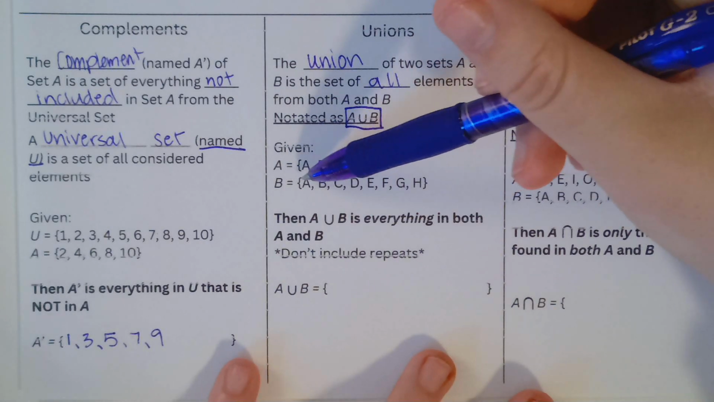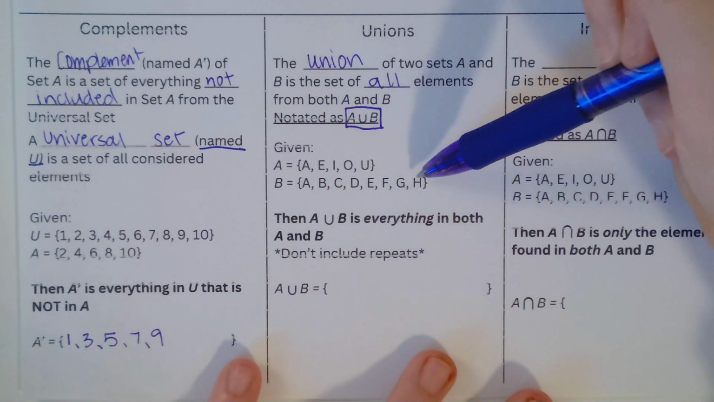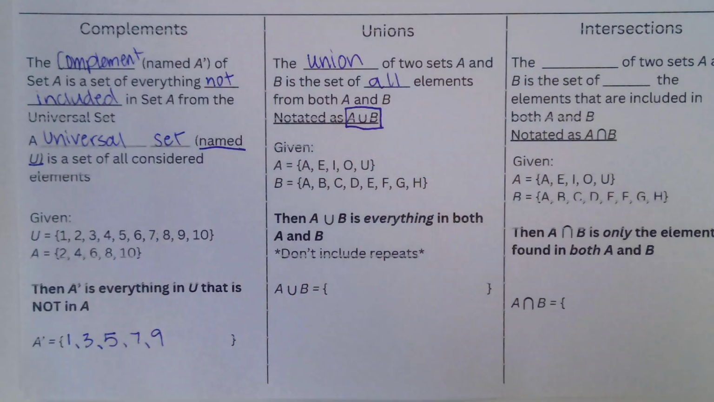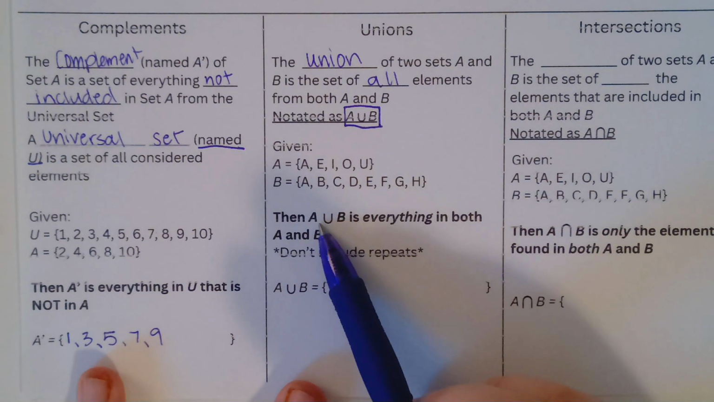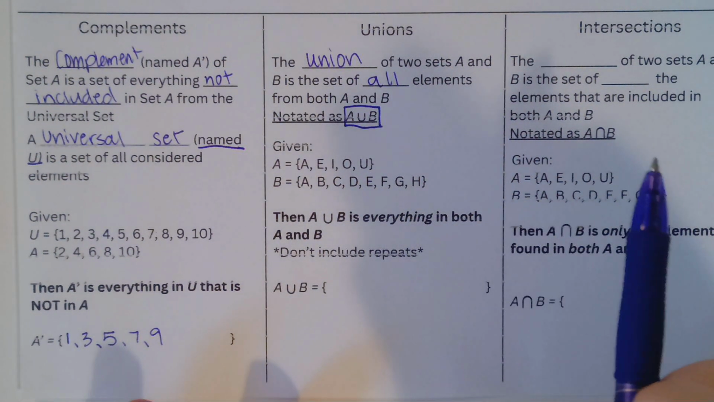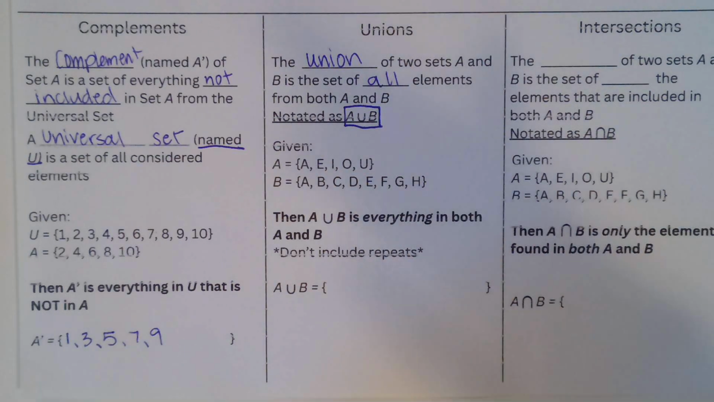And then B is going to have these letters, A, B, C, D, E, F, G, H. So those are our two different sets. So when you're making a union and notated like this, what you're going to do is make a set that is going to include every single thing in both sets. I call this kind of like a big monster set.